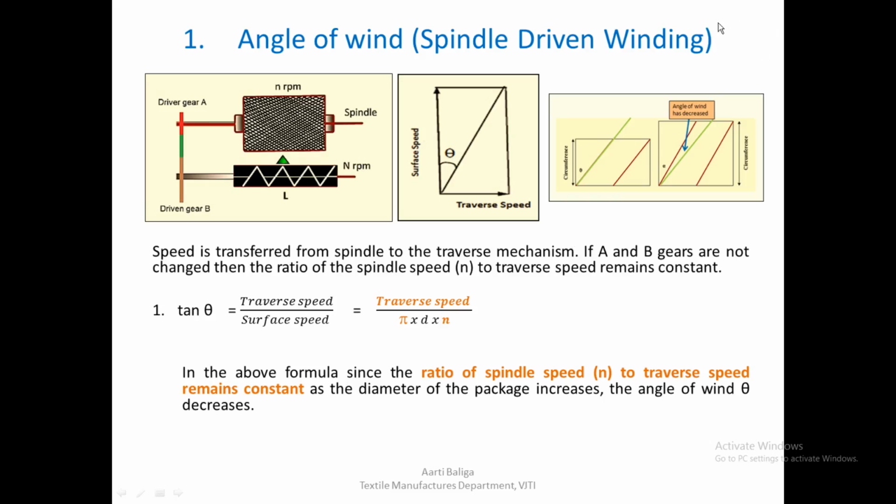This is how it will look as the package builds up. You see that this theta has turned into alpha here, and you can see that this green line is parallel to this green line, and earlier the angle was more, and then as the package builds up, the angle of wind has reduced to alpha.